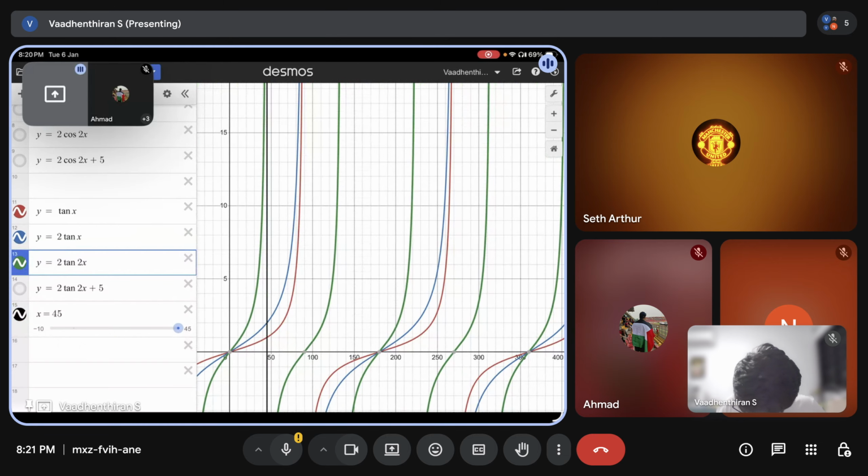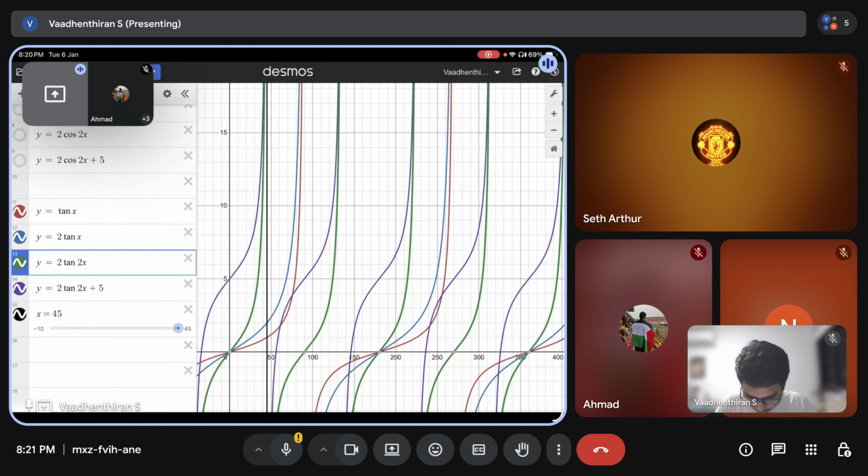Okay, the next one, we'll see the transition. So you can see the transition. If it is a plus 5 transition, tan 0 will be at 5. So when you give 0 into this input, you'll get 5 as output. It's moved up 5 units. And if it is a negative value, then it will be moved down the number of units it's given. So it's more or less similar.